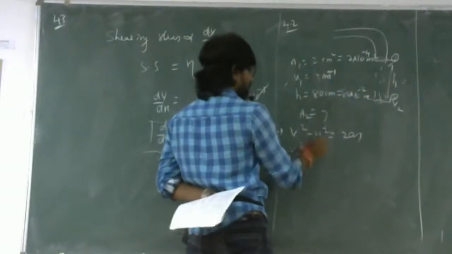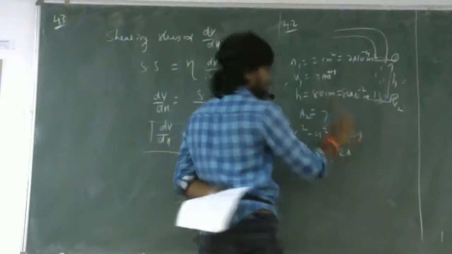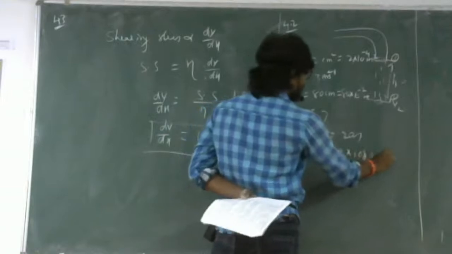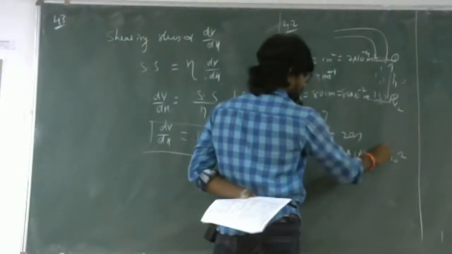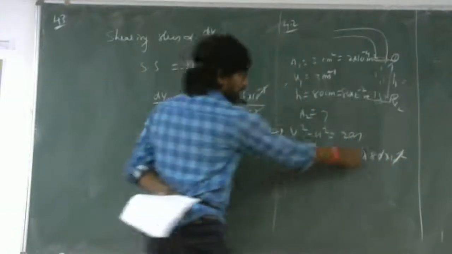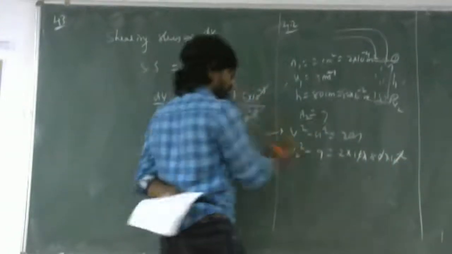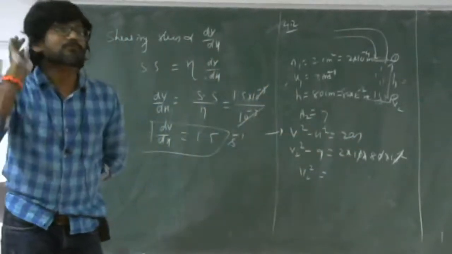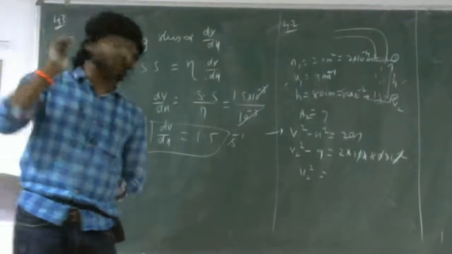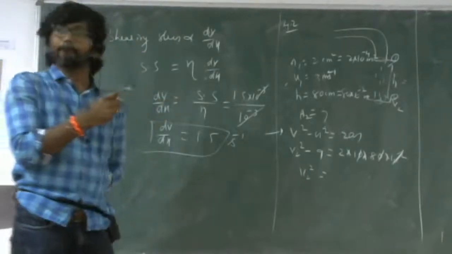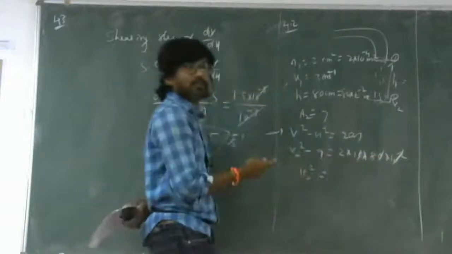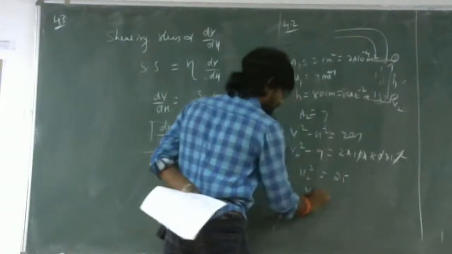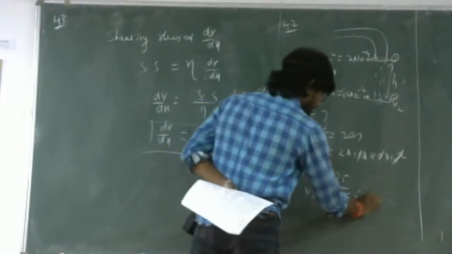V2 square minus V1 square, V1 square is how much? Directly you can take 9, equal to 2 into a, which is g, so 2gh you can take. So g is 10, h is 80 into 10 to the power minus 2. So this 0 cancels with this. So 2 into 8 is 16. So V2 square is equal to 16 minus 9? Minus 9 or plus 9? Oh, this is minus 9. If it goes there, it becomes plus 9. Right? So 16 plus 9, 25. So V2 is equal to root 25, which is 5 meter per second.